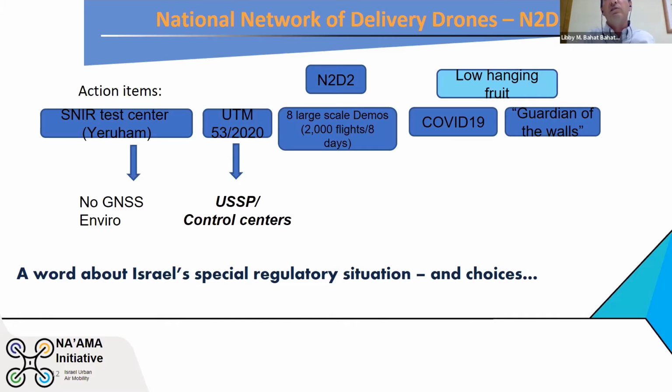So we talked about it, 8 large-scale demonstrations, at the end of each quarter for 2021, 2022. One is already behind us, 7 more to go. 2,000 flights per demonstration in the March one, and probably we'll do more, maybe 2 cities, 3 cities in the September and the December demonstrations.